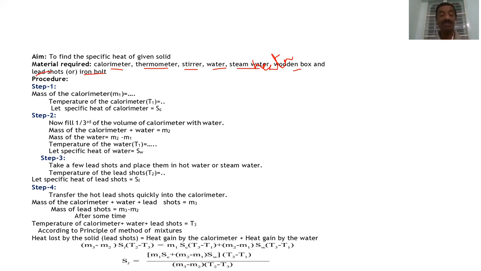The procedure is a very important one, for 4 marks. First step, we have to find the mass of the calorimeter. Let it be m1 grams. Let the temperature of the calorimeter be T1. Now let the specific heat of the calorimeter be SC. Second step, fill 1/3 of the volume of the calorimeter with water. Now again measure the mass of the calorimeter with water, let it be m2 grams. Now the mass of the water is equal to m2 minus m1 grams. The temperature of the water is equal to T1 degrees C. Let the specific heat of water be SW.